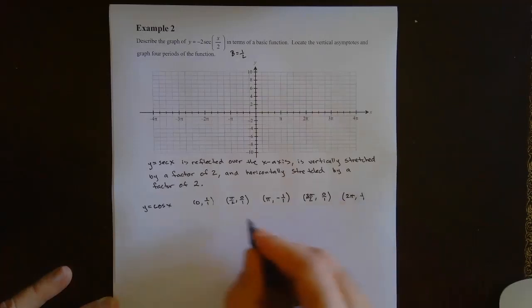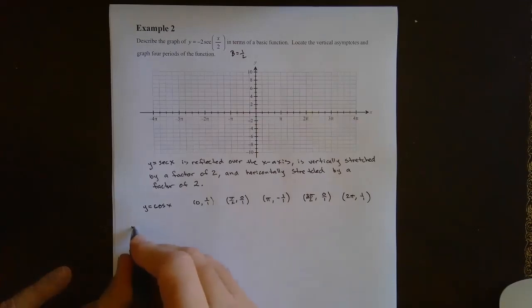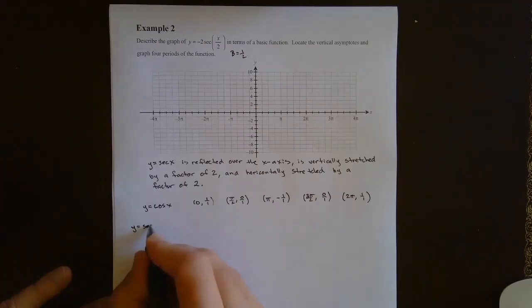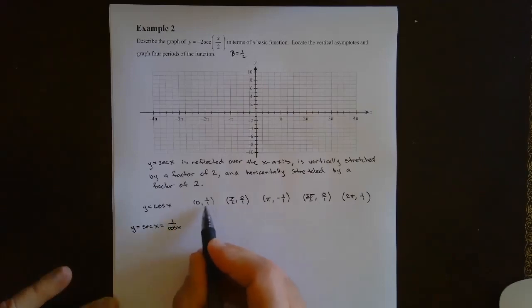Now I'm writing these all as ratios. Normally we don't, but I'm writing them as ratios because I want to know the 5 points for secant x, because secant x is the reciprocal of cosine. So remember, y equals secant x equals 1 over cosine of x. So this point at 0, 1, when I do the reciprocal of 1 over 1, it's still going to be 1.